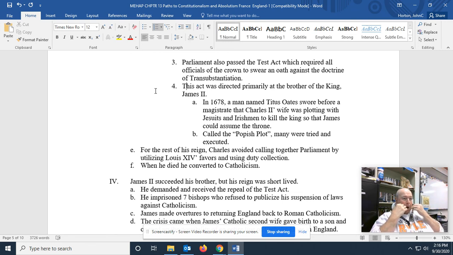That's funny. Jesuits and those wicked Irishmen. I'm telling you, the prejudice against the Irish held by the English was real.